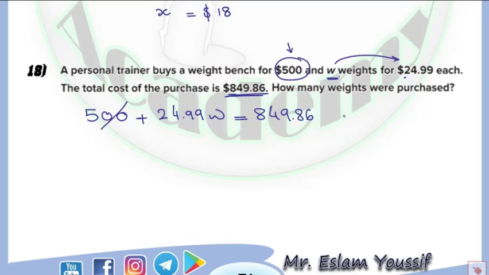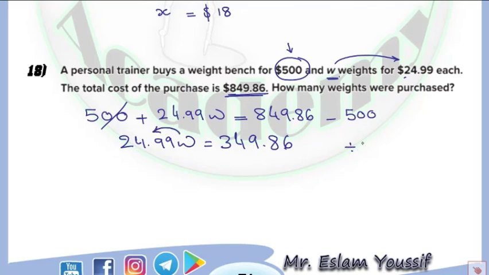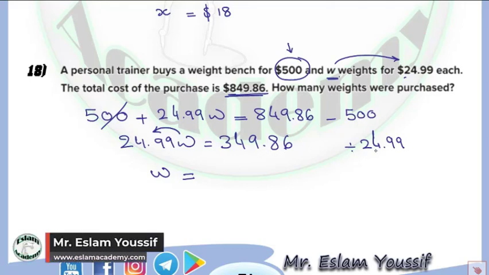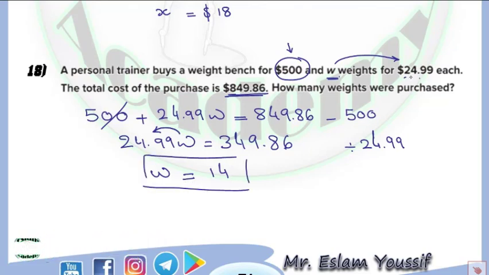Now we need to solve. At first there is plus, so we use minus. Just subtract 500. So 24.99W will be equal to 349.86. Once we have a number multiplied by the variable, we divide by this number. So we divide by 24.99. Then W will be equal to 349.86 divided by 24.99, and the answer is 14. So we have 14 weights, the price of each one is 24.99, and that will be plus $500. So the total cost is 849.86. And that's how we can write the equation.